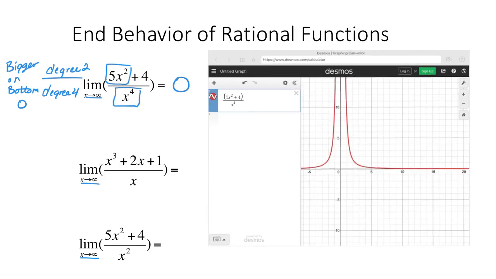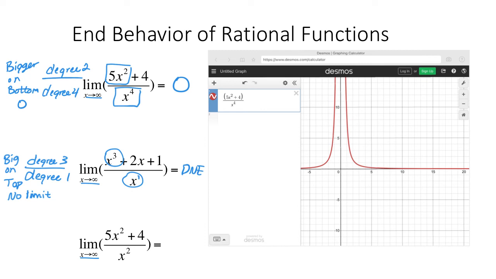So as x approaches infinity, meaning it gets larger and larger and larger, the y values are approaching the y value 0. So as x approaches infinity, y approaches 0. Let's take a look at the next function. I have a cubic function on top, so my degree is 3. I have x all by itself, meaning this is linear, and it has an exponent of 1, so this is a degree of 1. And when this is bigger on top, then there is no limit. So my limit here does not exist.